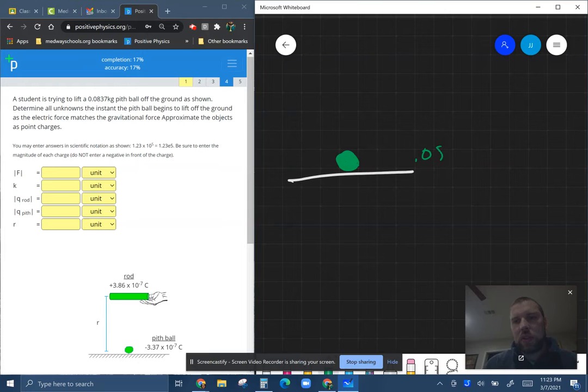Now, 0.0837 is an itty bitty little something or other. That's kilograms, which means that's its mass. We have the mass of that ball, trying to lift it off the ground. So we want to determine all the unknowns.